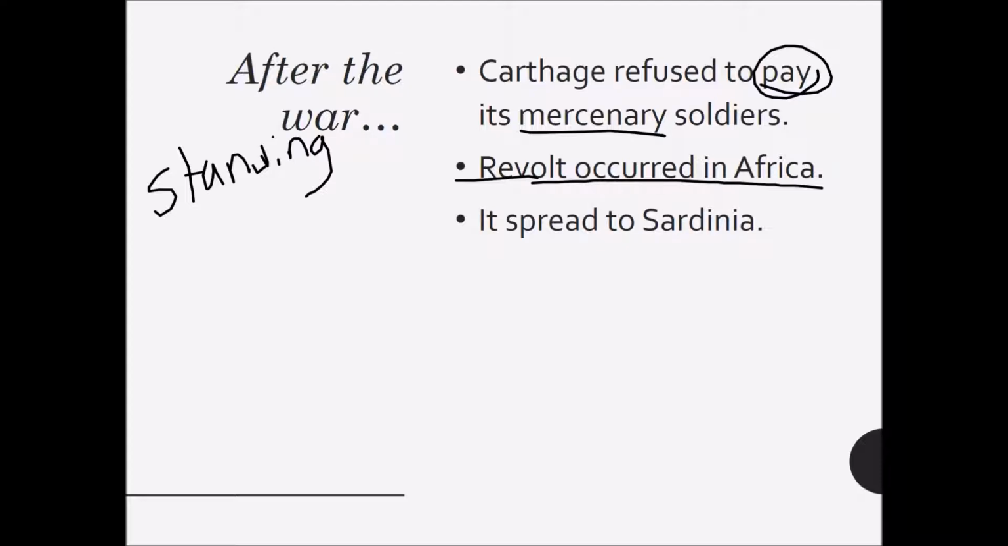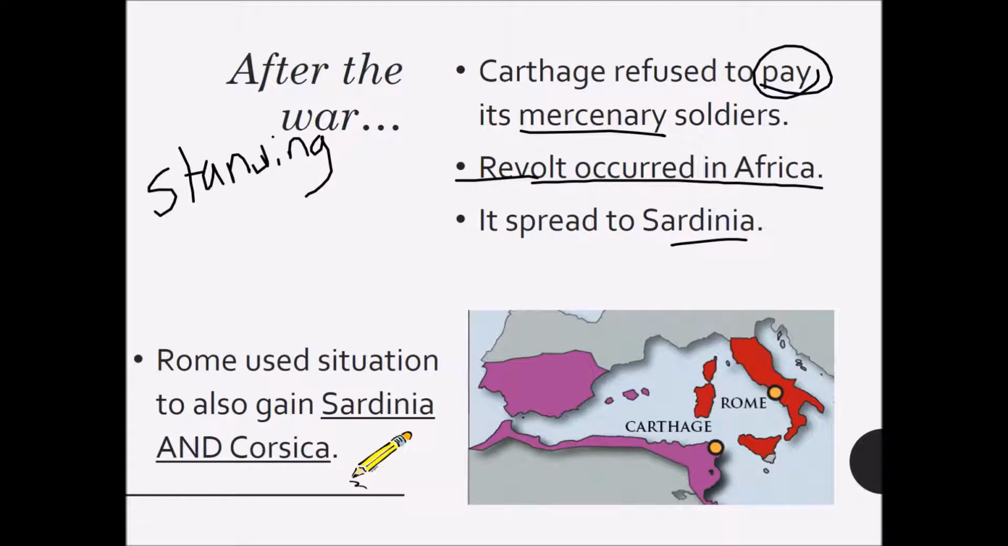This revolt of the mercenary soldiers eventually led to the island of Sardinia and the island of Corsica, Corsica being the smaller island, Sardinia being the larger island to the south, and Rome used this situation, the revolt of the mercenaries, in order to gain control of Sardinia and Corsica. The inability of Carthage to pay their mercenaries also eventually led to the Second Punic War, which we'll continue discussing in our next video as we explore the 3 Punic Wars between ancient Rome and ancient Carthage.